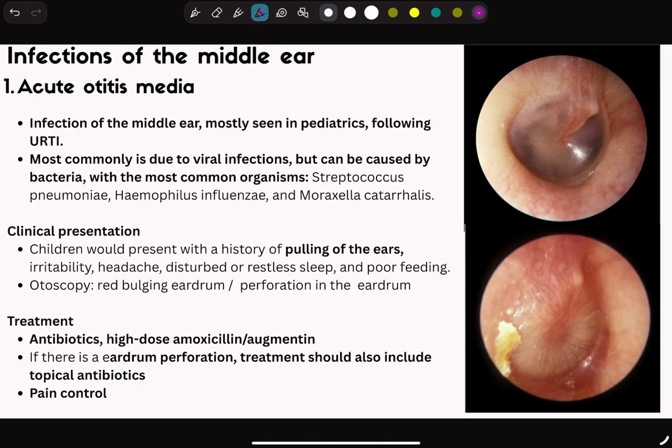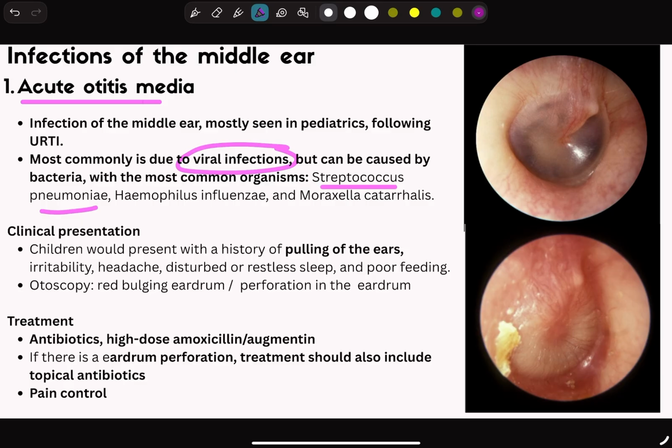Okay, so let's move to the infections of the middle ear, starting with acute otitis media. It is an infection of the middle ear, mostly seen in pediatrics. We see it a lot. It is one of the common causes of ear pain in pediatrics, especially with the common cold. Most commonly, it's viral, but it can be bacterial, and the most common one is Streptococcus pneumoniae.